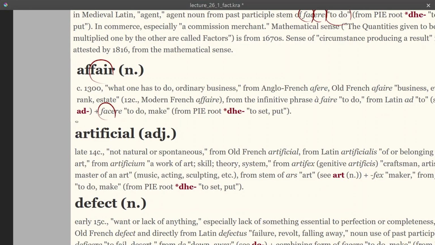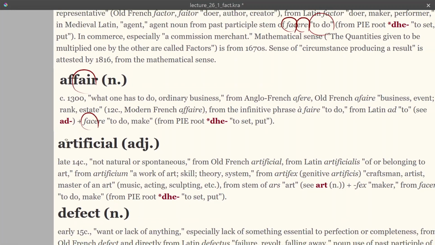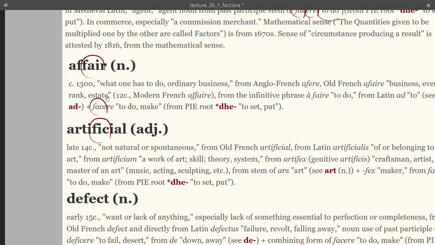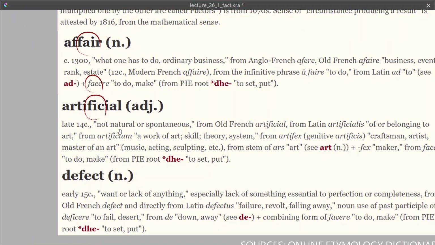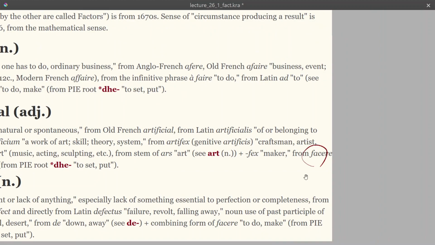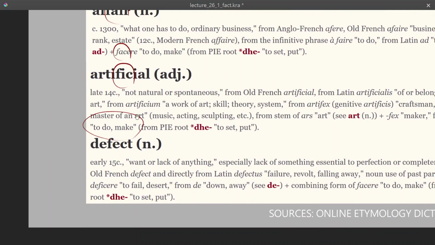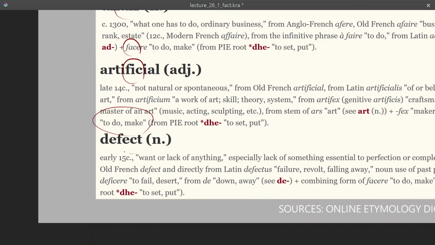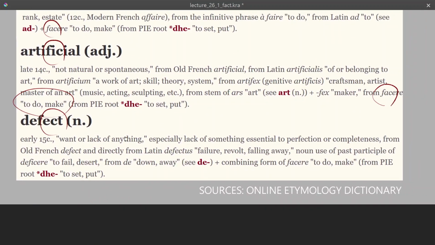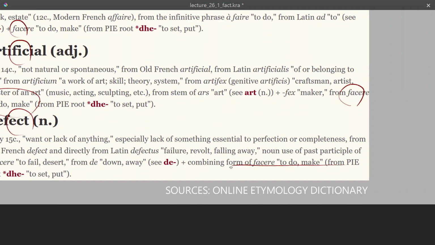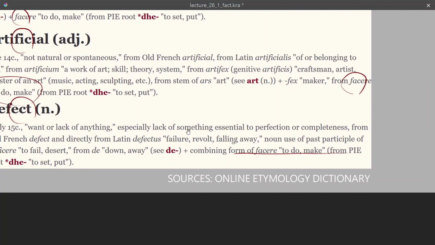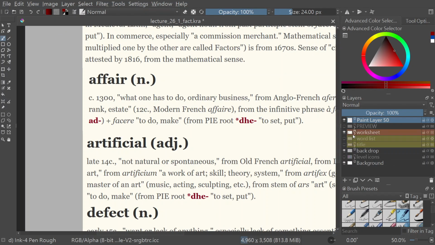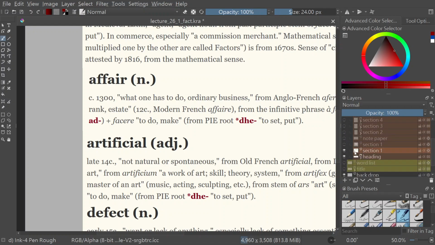And the same pattern, we have the root fig. The root fig is from the root fact, meaning to make or do something. And we have the variant of fact is fact, since it's from the same pattern, from the same root fact, meaning to make or do something. And we have so many variants in this building block.